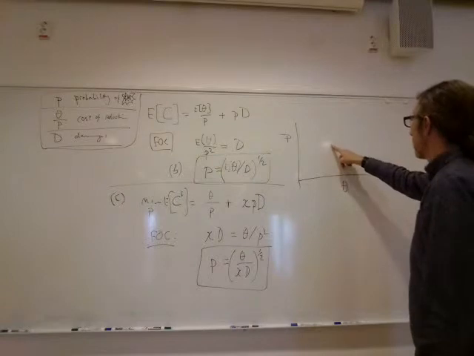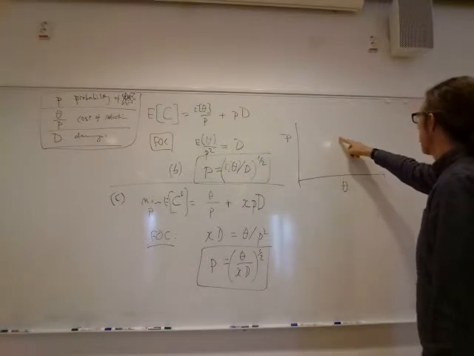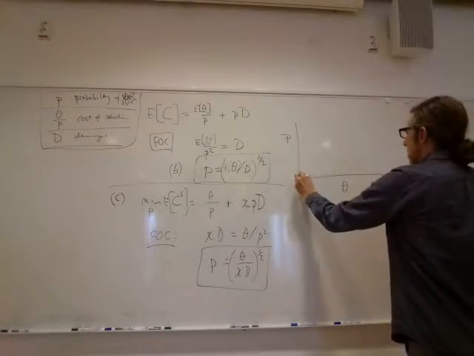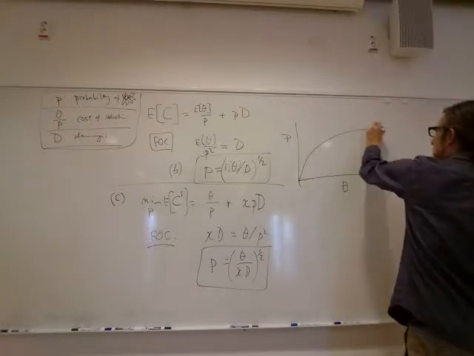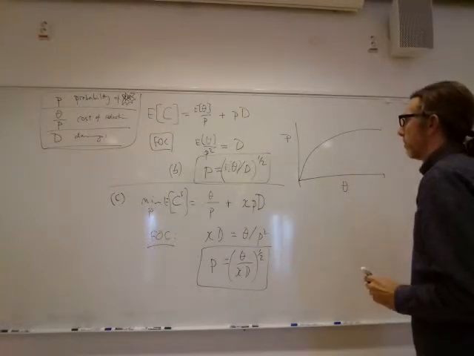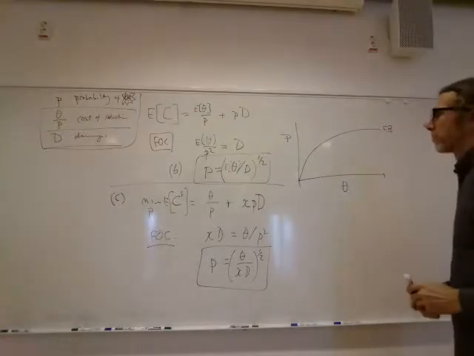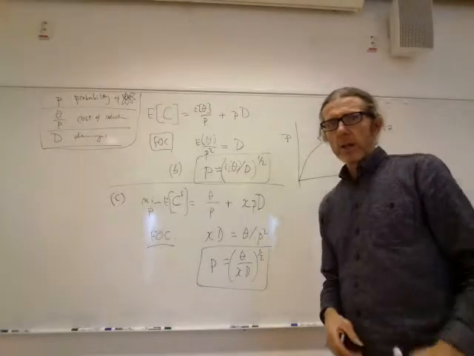So if theta is 1, P is 1. If theta is 2, P is 1.4. It's something like this, isn't it? So this is first best.